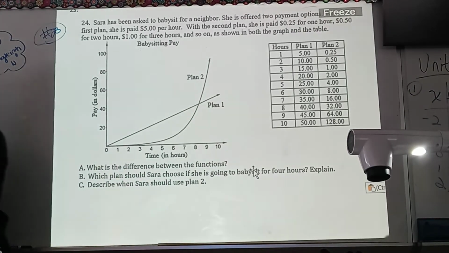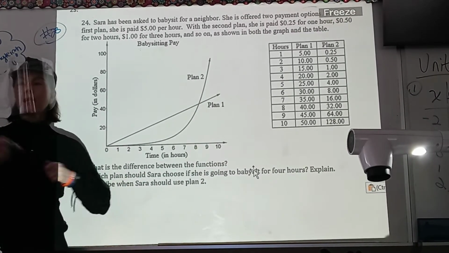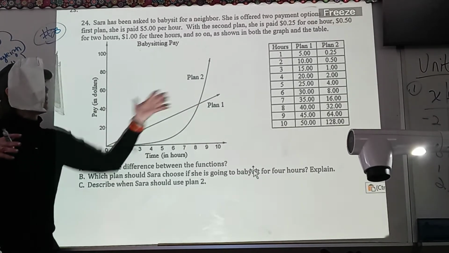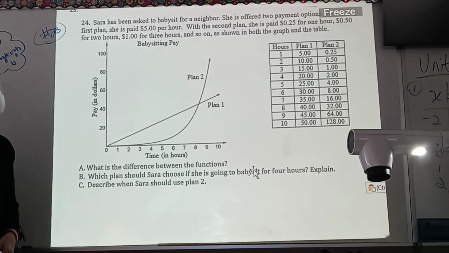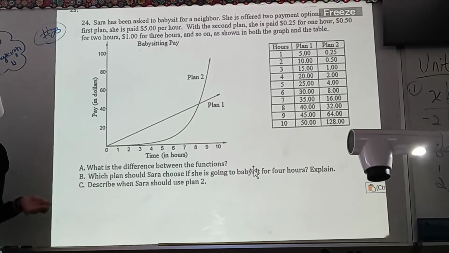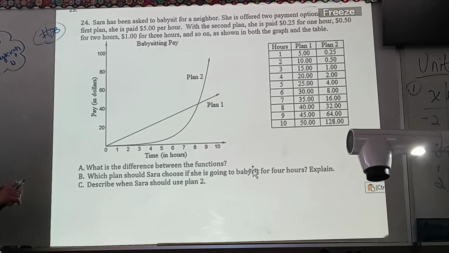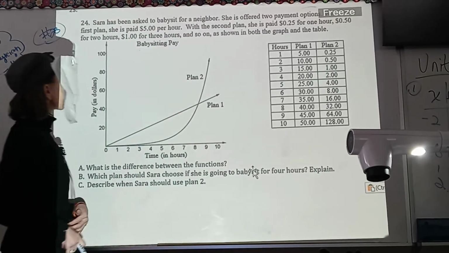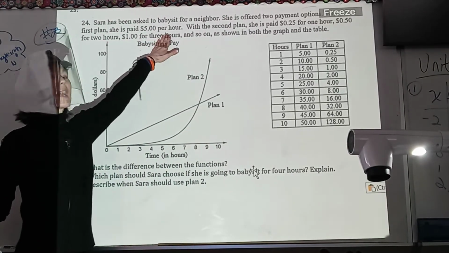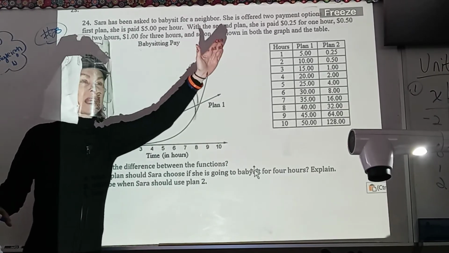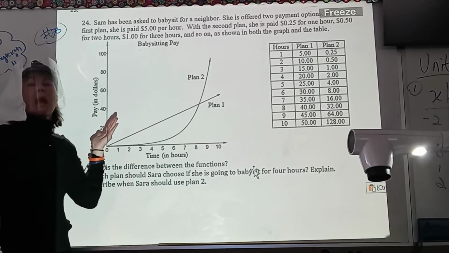Okay, and guys, listen, we're going to take this one step at a time. Everything you need is in the information that you see. So, read the paragraph. Sarah has been asked to babysit for a neighbor, and she is offered 2 payment options. Ooh, pretty sophisticated. So for the first plan, she is paid $5 per hour, steady. That's plan A.